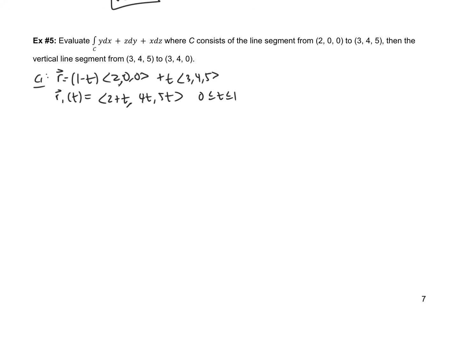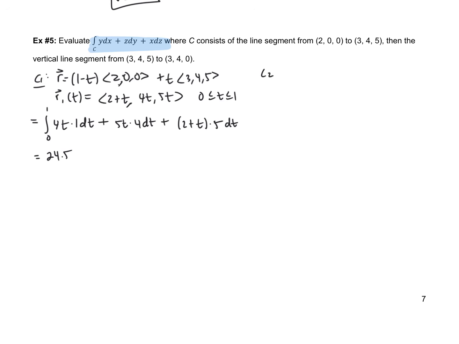Okay, so getting on now to the actual line integral part of it. I'm going to do a lot of this in my head, so hopefully you can follow me. This ends up being the line integral from 0 to 1 of 4t, dx is 1 dt. z is 5t, dy is 4 dt, and then x is 2 plus t, and dz is 5 dt. And that, I'm just going to tell you, ends up being 24.5.